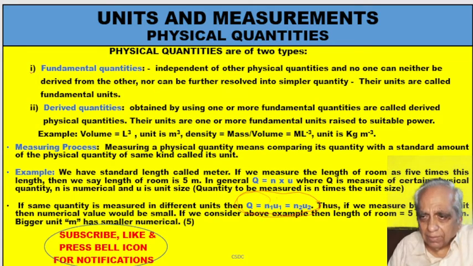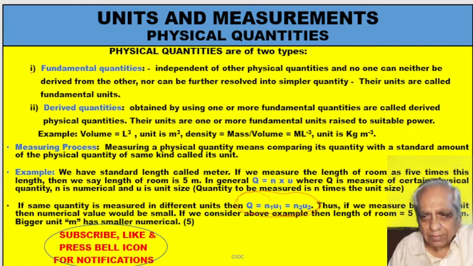For example, if I say length, so length can be defined without the help of any other quantity. So these fundamental quantities cannot be resolved into simpler parts or simpler quantities. So their units are also called fundamental units. So the fundamental unit of length we will be learning in SI system is meter, in CGS system is centimeter.